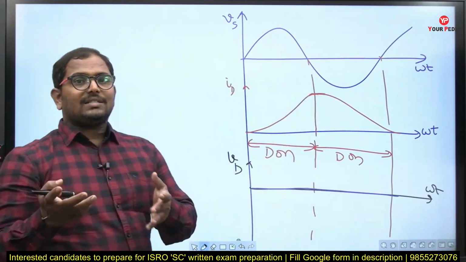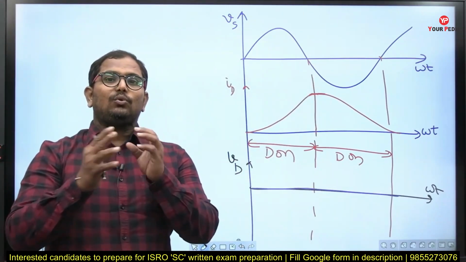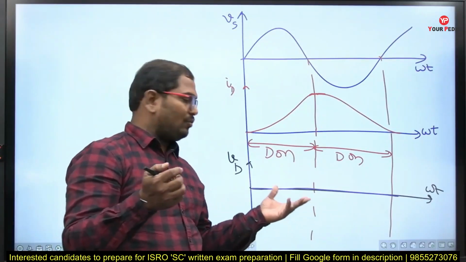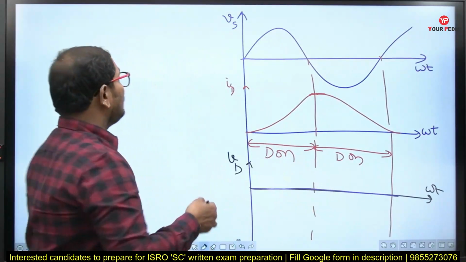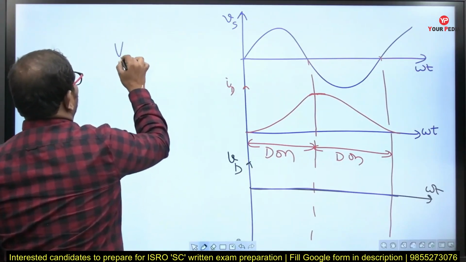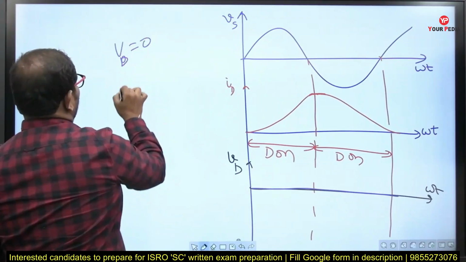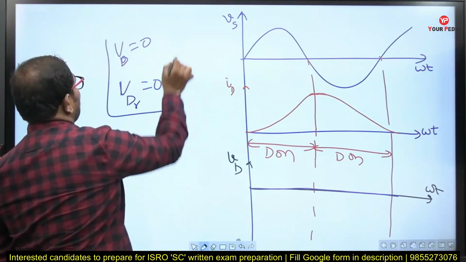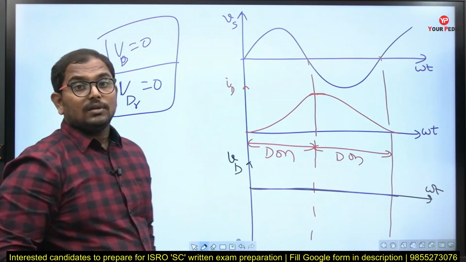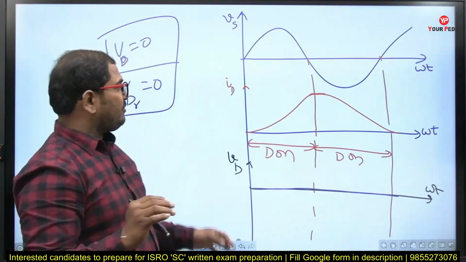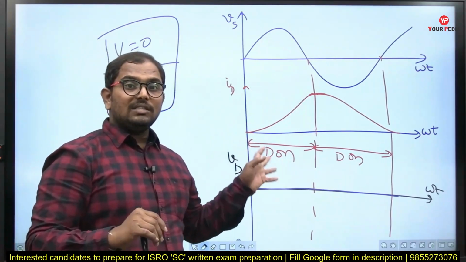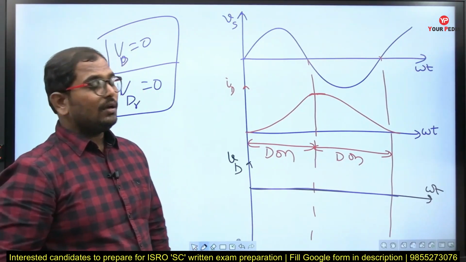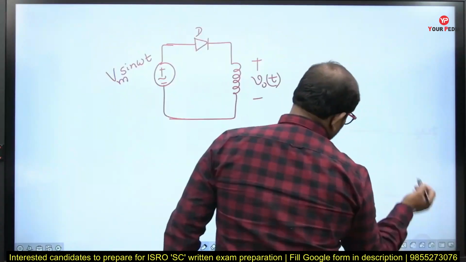If the voltage across the diode is itself 0, then the average value will be 0 because the voltage is 0 already. So the average voltage across the diode is equal to 0. The RMS voltage across the diode is also 0. This is the answer for this question. Once you know the concept very well, it will be easy for you to answer any type of question. Okay, now let's move to the next question.